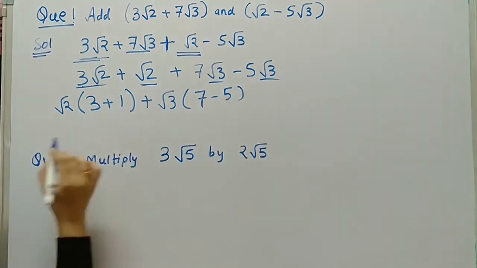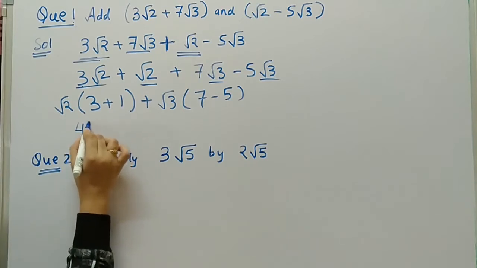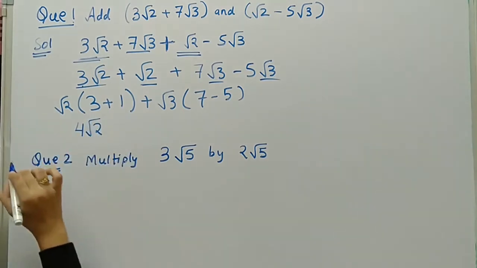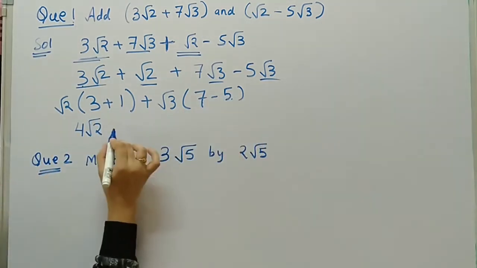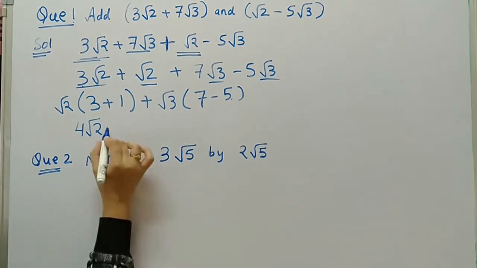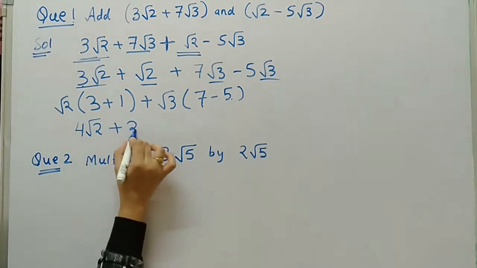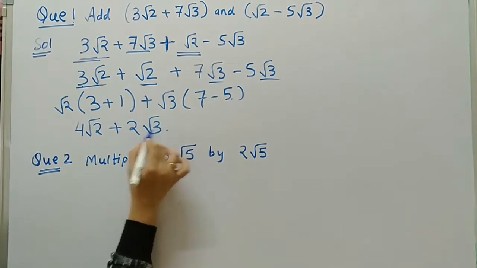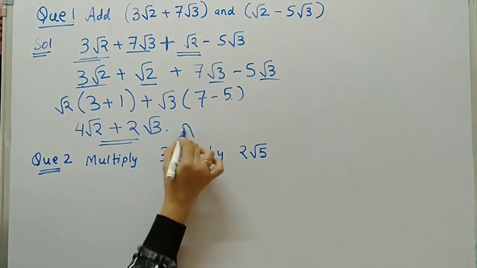So 3 plus 1 is 4. So this will become 4 root 2. 7 minus 5 is 2. So plus 2 root 3. This is our answer.